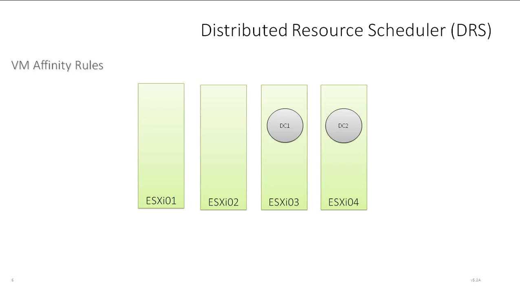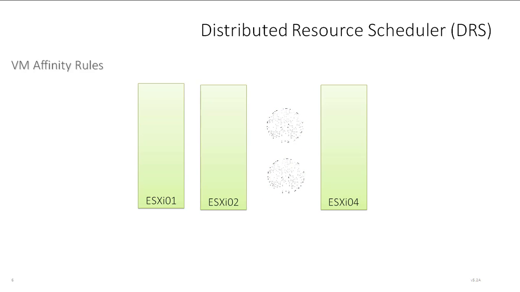So for example, in our slide here, we see four ESXi hosts. And we have two domain controllers running as virtual machines. And at the moment, they're on different ESXi hosts. When we enable fully automated DRS, we're going to allow virtual machines to be automatically vMotioned from host to host. So we have the possibility that domain controller 2 and domain controller 1 could end up on the same ESXi host. And if that ESXi host were to fail, well, now we've lost both of our domain controllers.